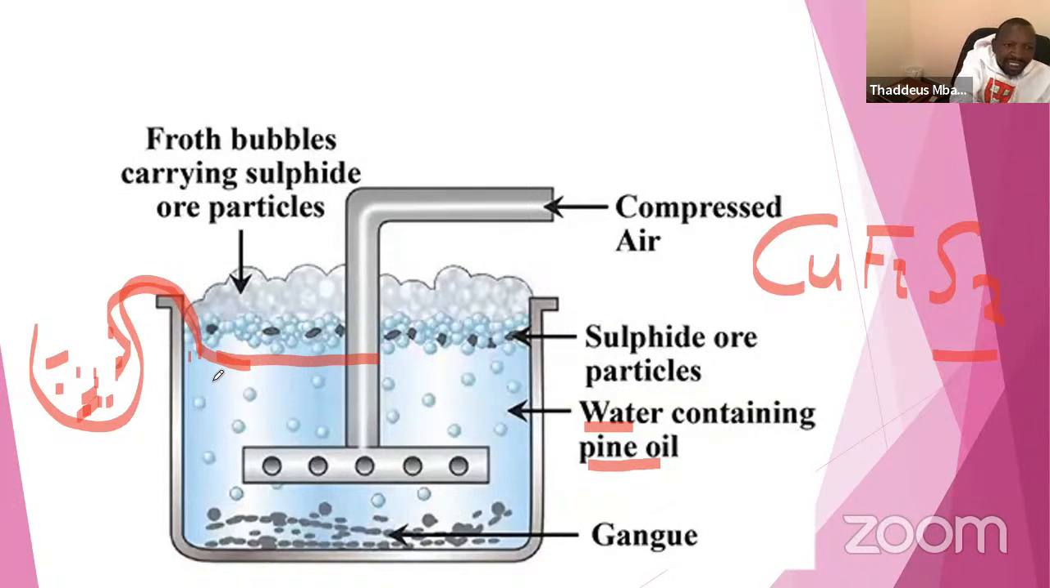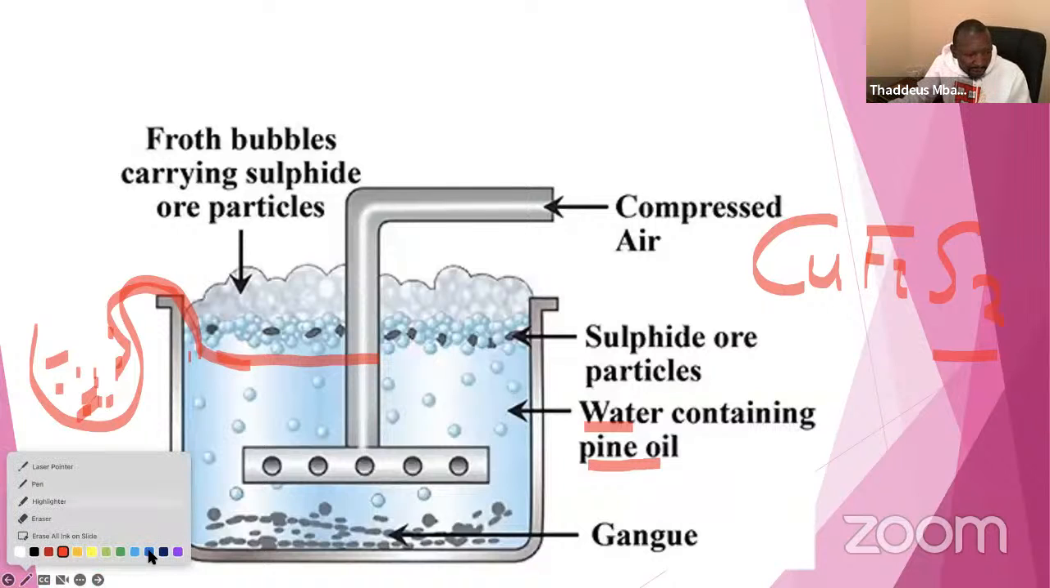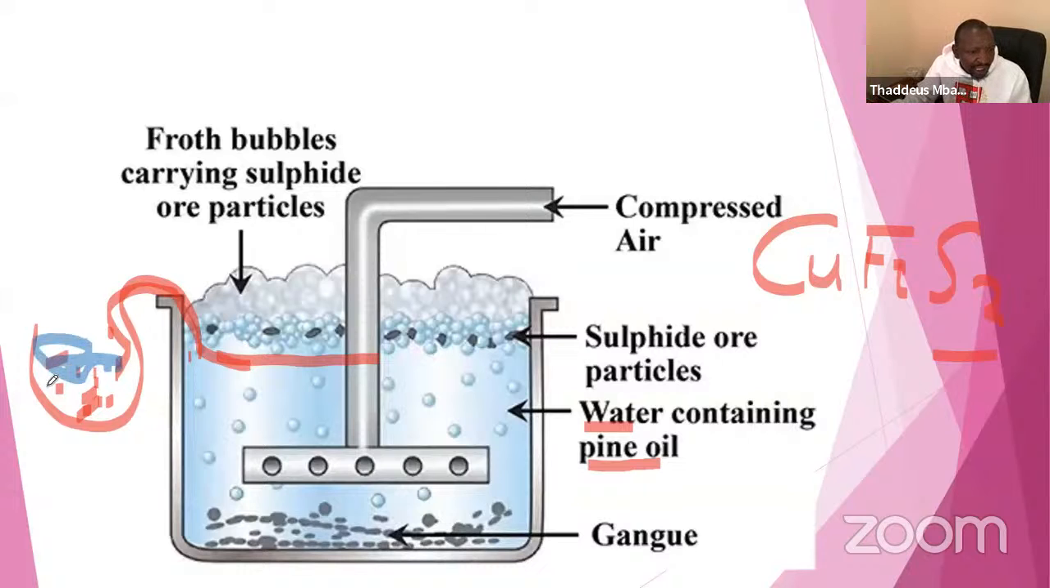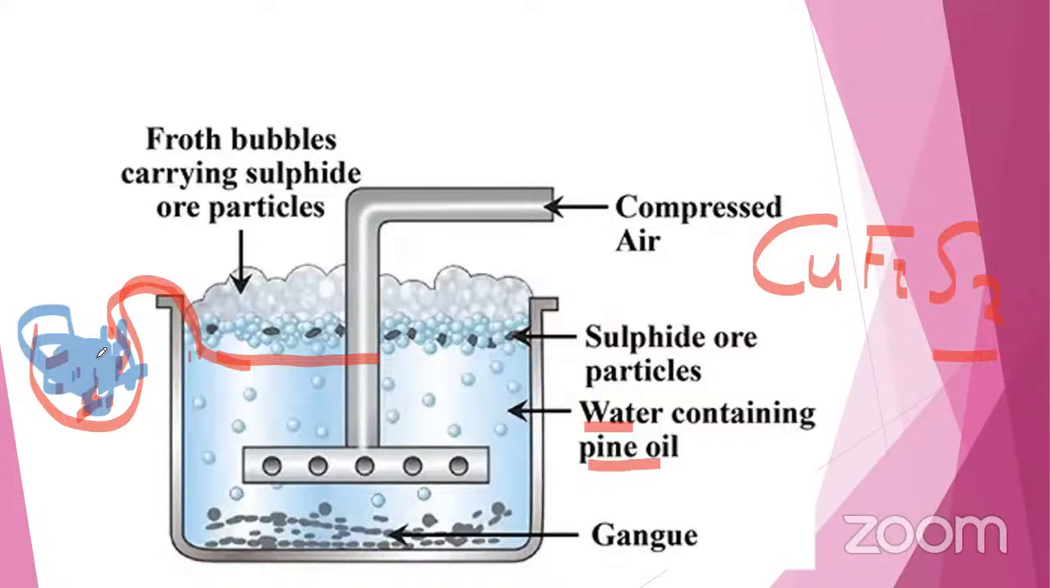The collected froth will have a higher percentage of the ore. If whatever you put in this container was about 25% copper pyrite, whatever you collect here will be around maybe 70% copper pyrite. Are you getting the point? This kind of information is not captured in most of the books, but it is important that you understand the process of froth flotation.